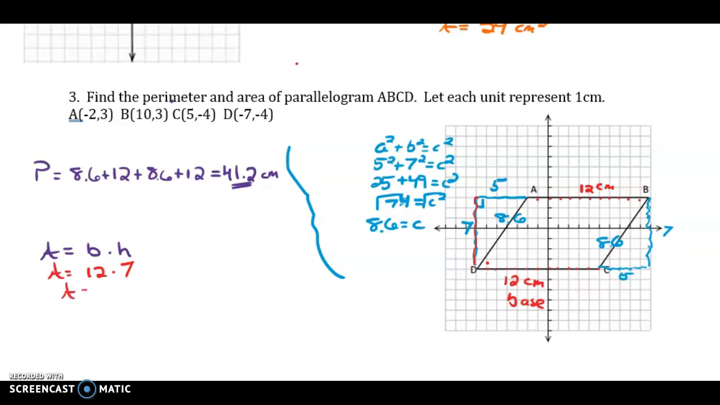So 12 times 7, 70 plus 14, 84. And since you're going with units, centimeters times centimeters, this is going to be centimeters squared. All right, that is it.